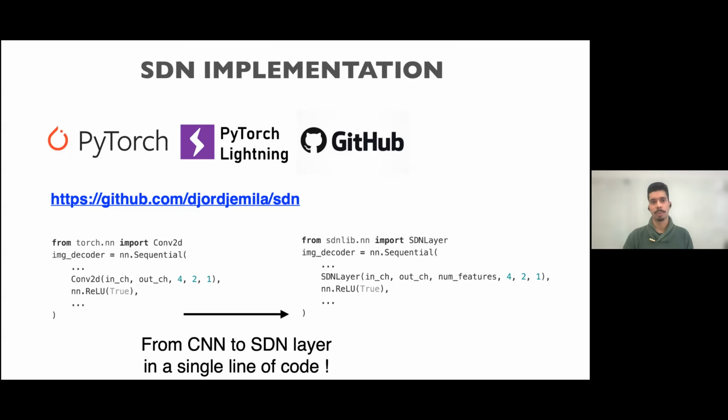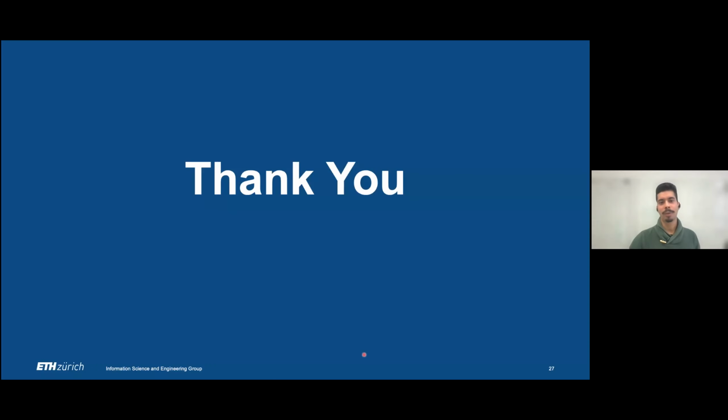And some last slides, if you want to use any of these SDN layers, you just need to replace conv2D with an SDN layer. So it should be really straightforward. There's some optimizations, but this is the main thing to do. And thank you. If you have any questions, we can follow up.